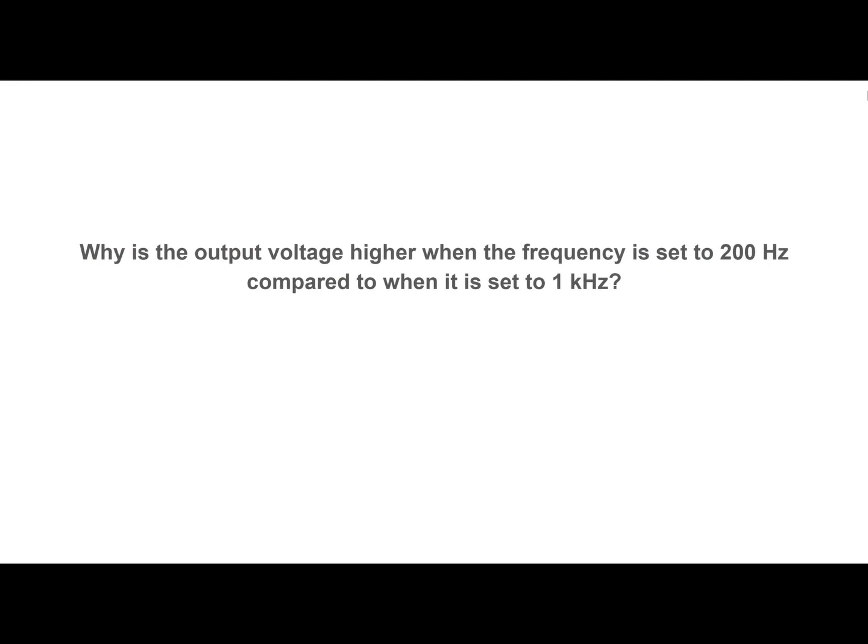The output voltage is higher at 200 Hz than at 1k Hz at stage 1 because the preamplifier is a bandpass amplifier. It is designed to boost mid-frequency signals while rejecting high-frequency noise like 1k Hz.